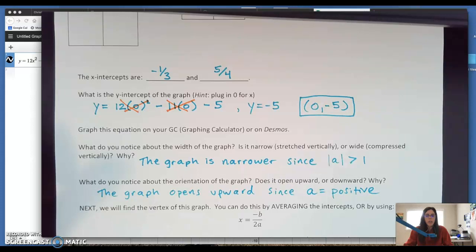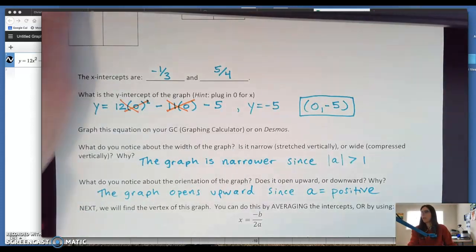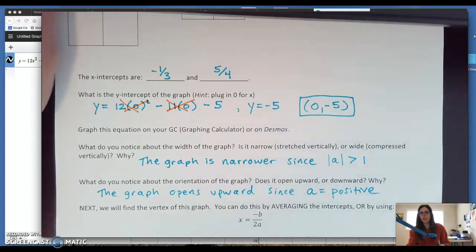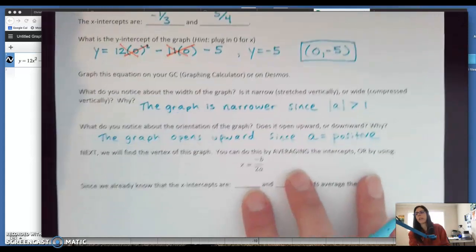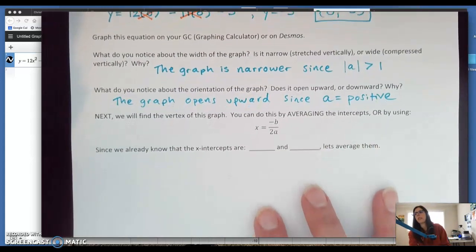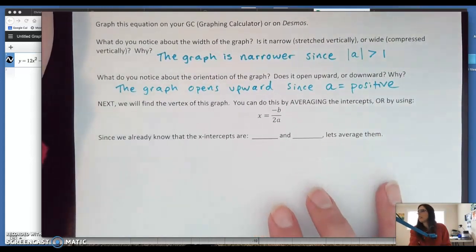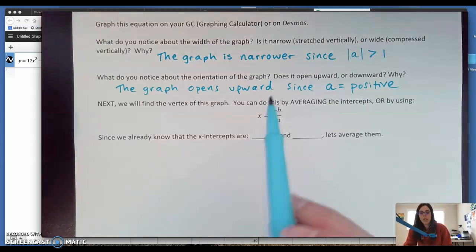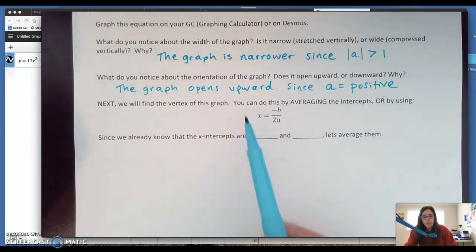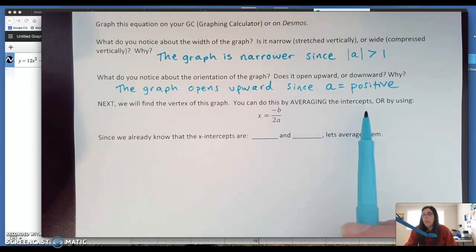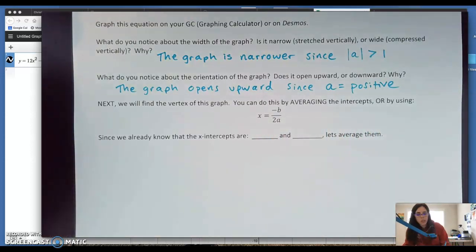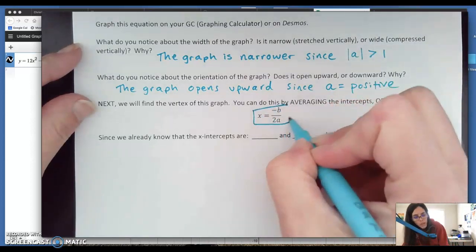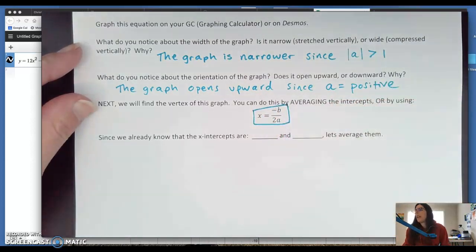Okay, so the next part is a little bit harder. You'll eventually need a calculator, so make sure you have those out. And you can always pause the video. And I'll try to go quick, so that way you can just pause it whenever you need to. So next it says we'll find the vertex of the graph. So there's two ways to do this. It says you can do this by averaging the intercepts or by using this formula x equals negative b over 2a. We're actually going to do this on the next page.